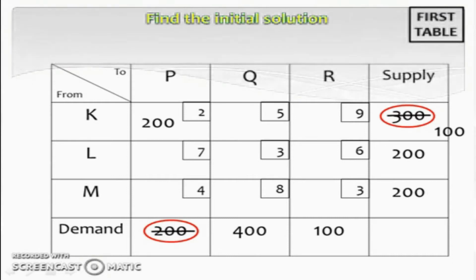Now we need to move to the next square. We can either move to the right or move down. But here, we can no longer move down since the demand has been satisfied. So therefore, we need to move to the right.